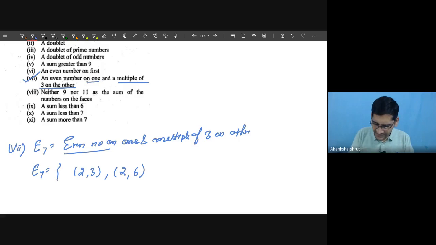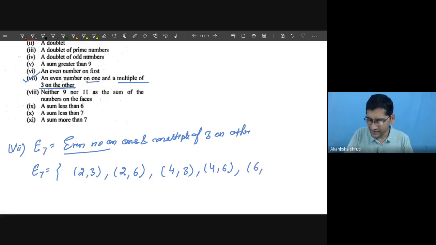The next even is our 4. Then it can be 3. With 4, it can be 6. The next is our 6. Then the next can be 3 or 6 with the 6. Is this all, or is something else there, some extra one? Can you tell me, students? Is it all, or is some modification in this required?